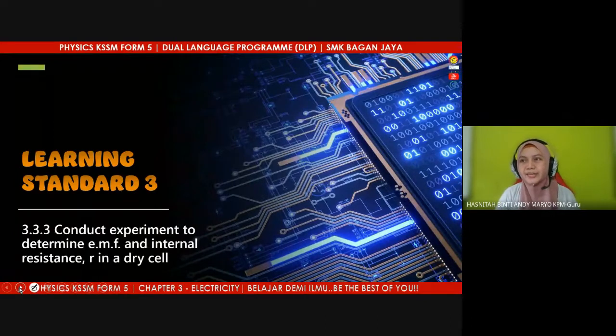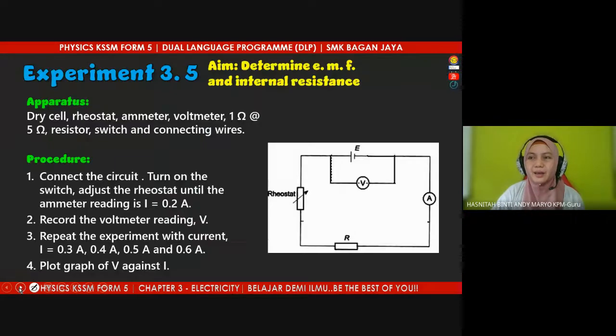Now the third learning standard, students: conduct an experiment to determine EMF and internal resistance. Let us take a look at this example of an experiment which can be conducted. This is all the apparatus required. We need a dry cell to supply the EMF, a rheostat to adjust the current flow in the circuit, an ammeter to read the current, a voltmeter to read the voltage, and a 1 ohm or 5 ohm resistor. The switch and connecting wires are all connected as shown in this diagram.